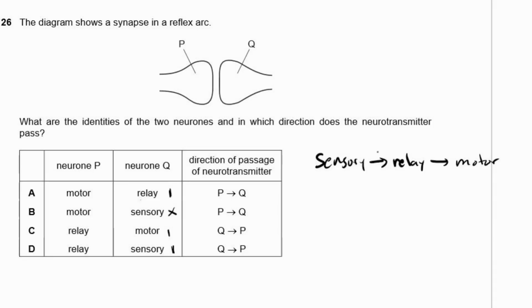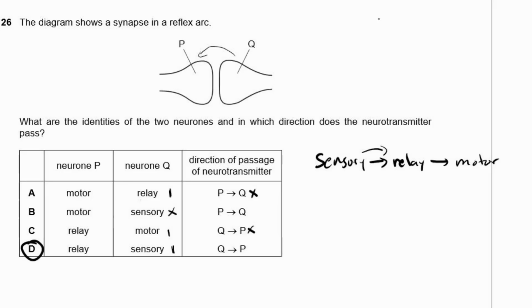So motor to sensory, it's skipping the relay. Now let's look at this. P to Q would be motor to relay. Motor to relay would be going backwards. No, that doesn't make any sense. Now for C, Q to P, going backwards, that would be motor neuron to relay neuron. Again, still doesn't make sense. Exactly the same question, just opposite. So D, Q to P, going this way, and that's relay. So that's sensory to relay. That's going that way. That looks like D is the answer.